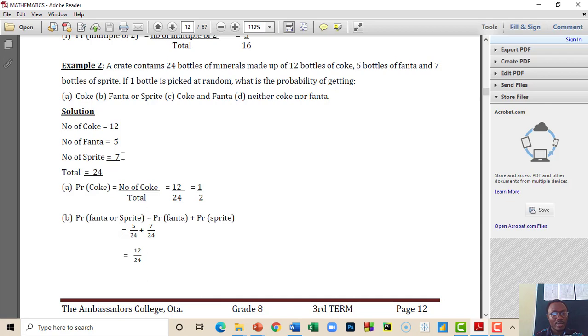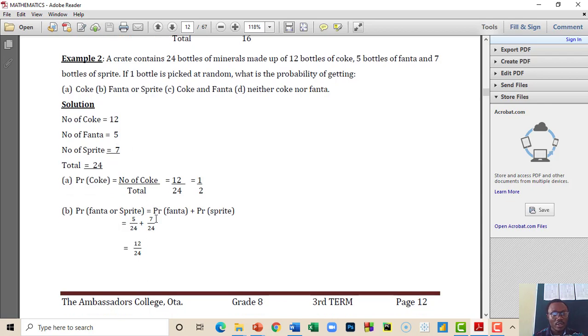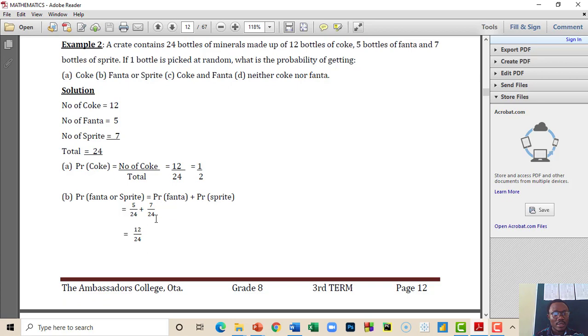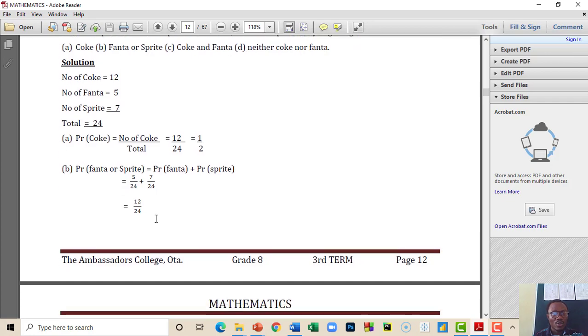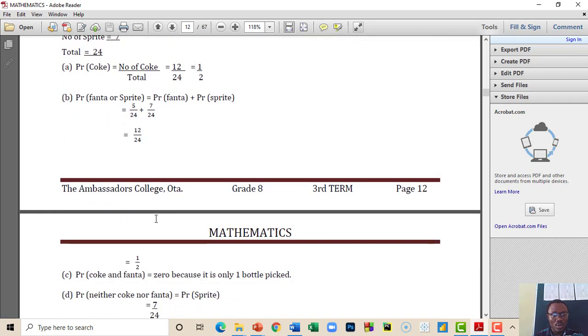Fanta or Sprite? Fanta is 5/12, or Sprite, which is 7/12. So 5/24 rather, plus 7/24. That will give us 12/24, which is 1/2.